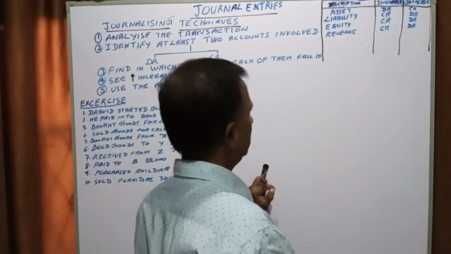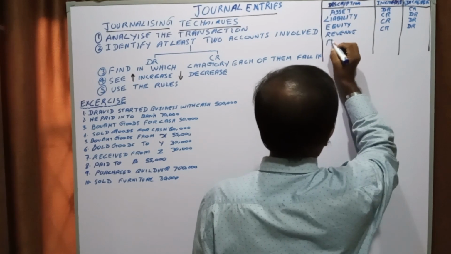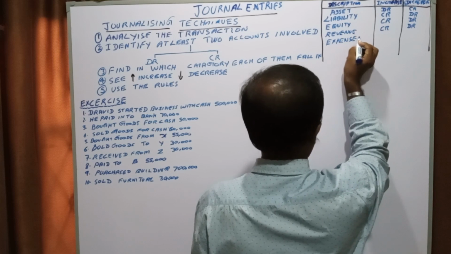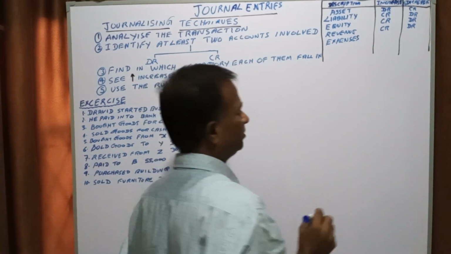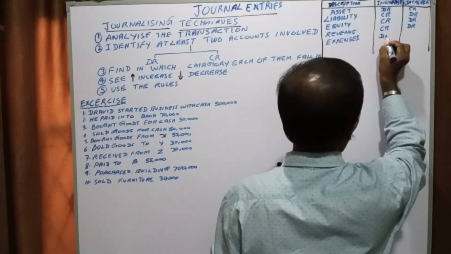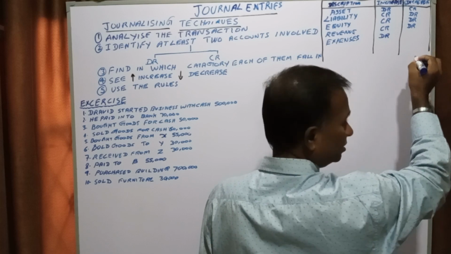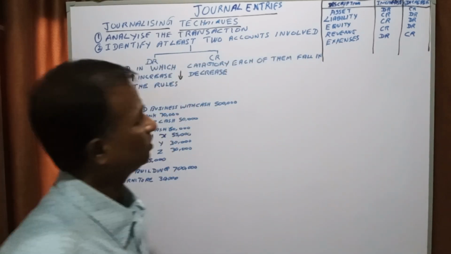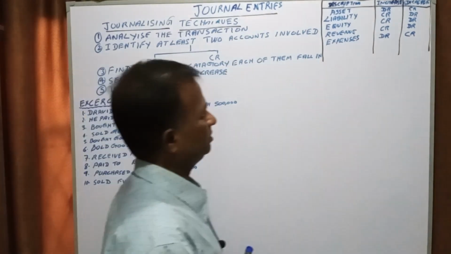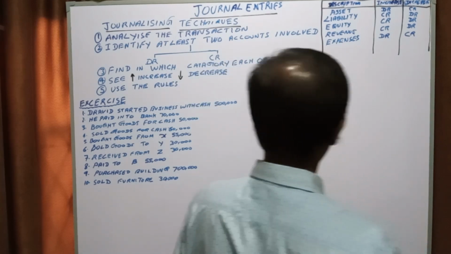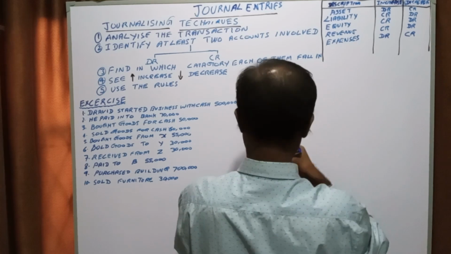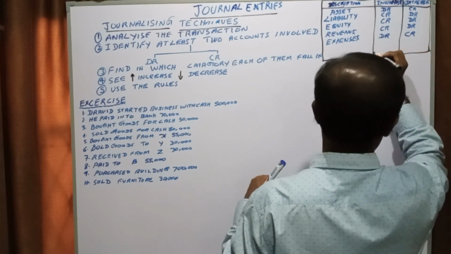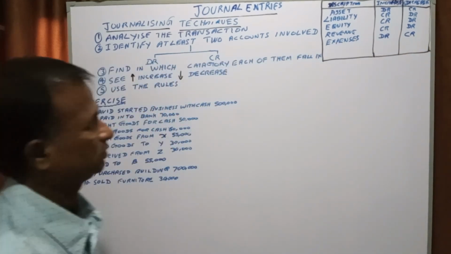Okay, and the other thing is expenses. If there is any increase in expenses, you have to debit it. If there is any decrease in expenses, you have to credit. This is the rule. Understood? Yes, it's the rule. You have to keep it in your mind. Understood?